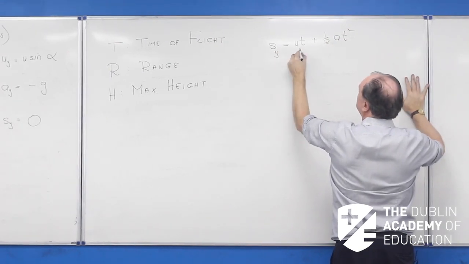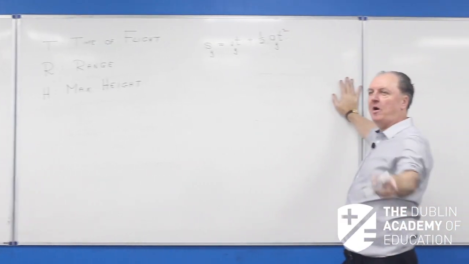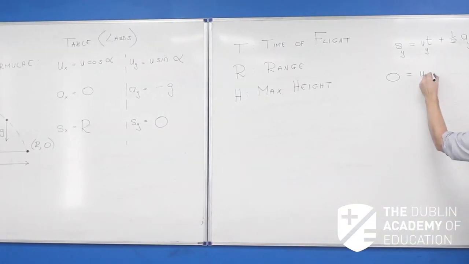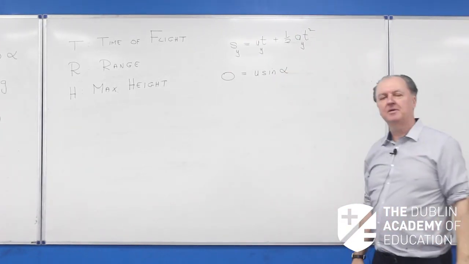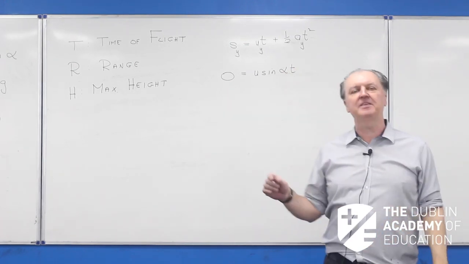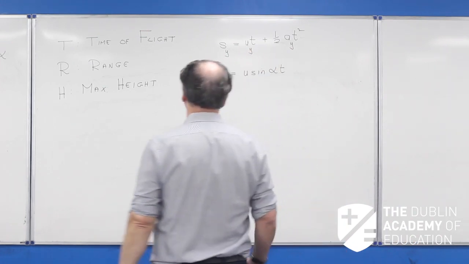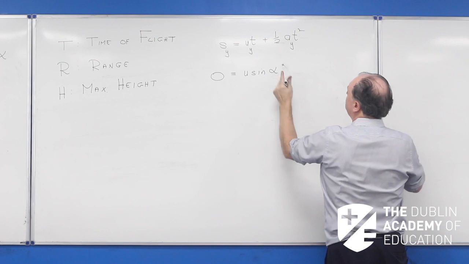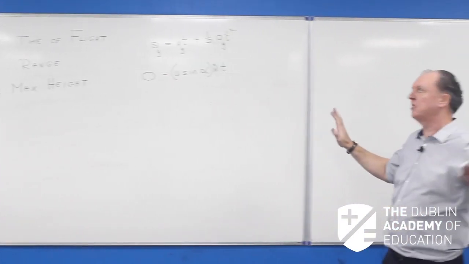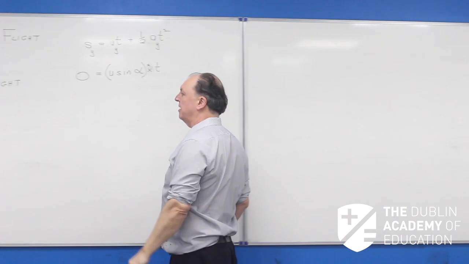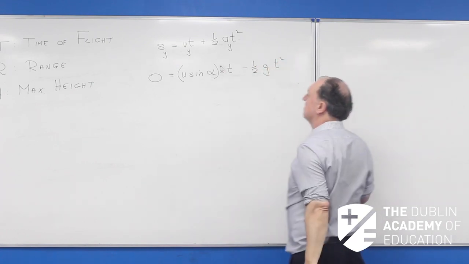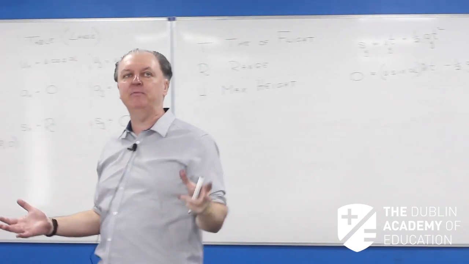In the y direction, Sy is 0. u, that's u sine alpha, by t. Be careful how you write that down. Don't just write it down as u sine alpha t, because that looks like the entire angle is alpha t, where it's not the entire angle. It's sine alpha multiplied by t. So that looks a little bit clearer, or maybe wrap that in brackets to be absolutely certain. Plus a half ay. ay is minus g. That's minus a half g t squared. I'm going to solve that for t, and that will give me the time of flight.